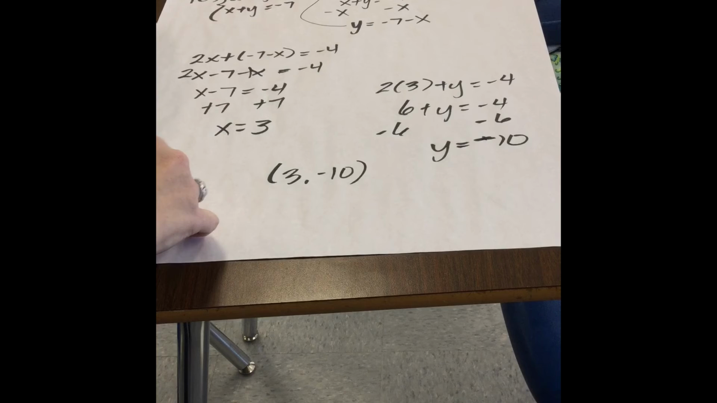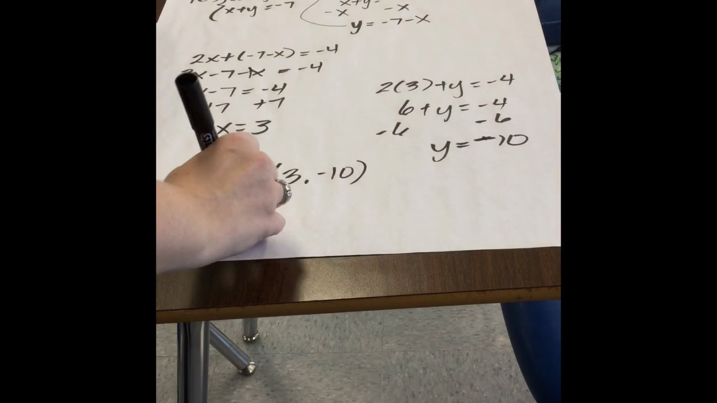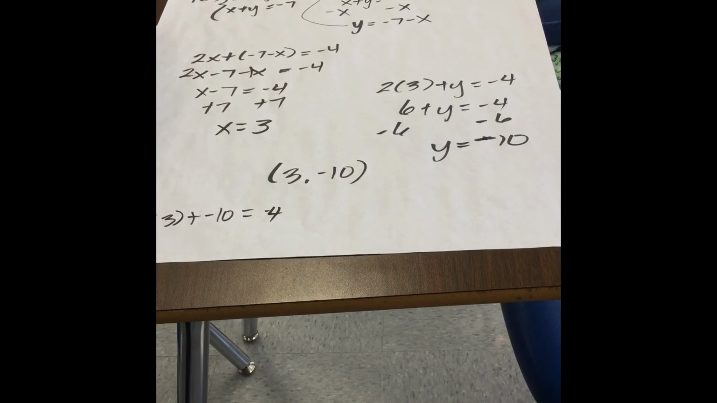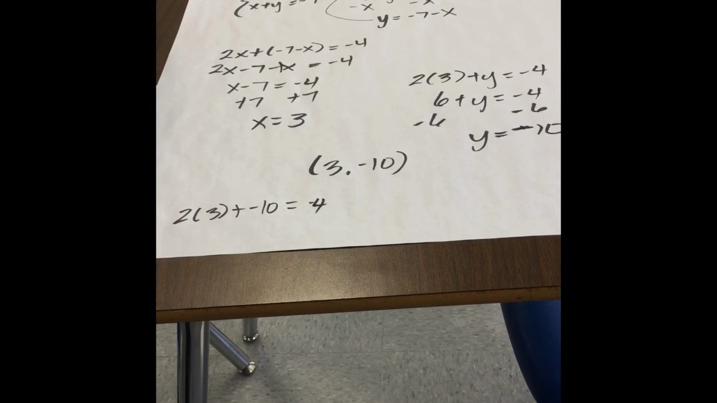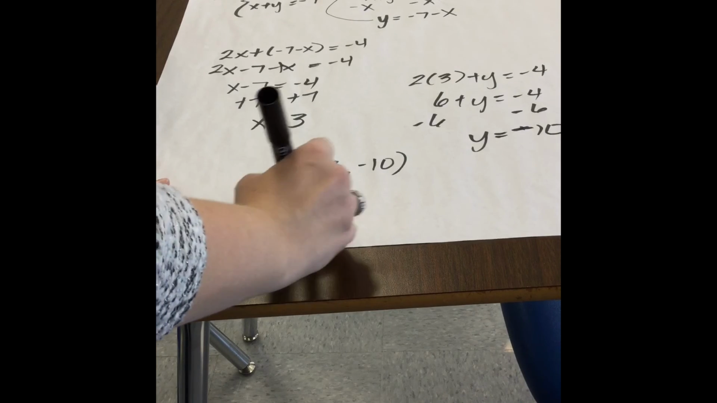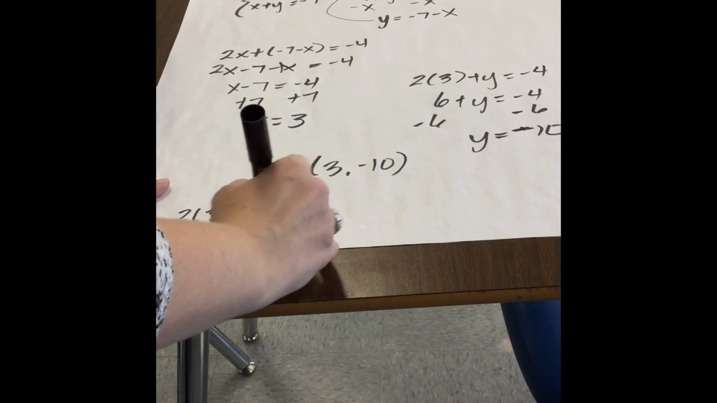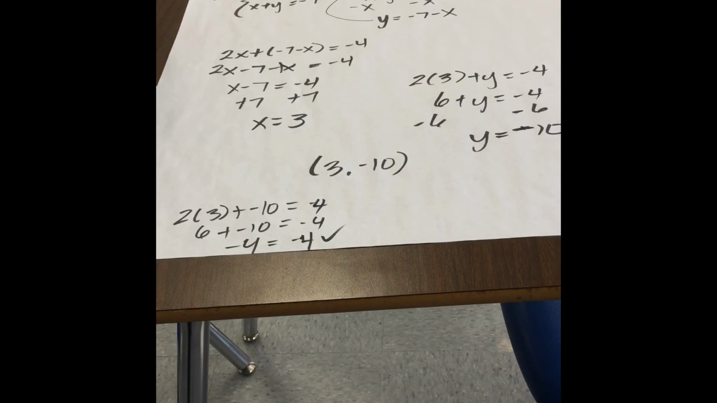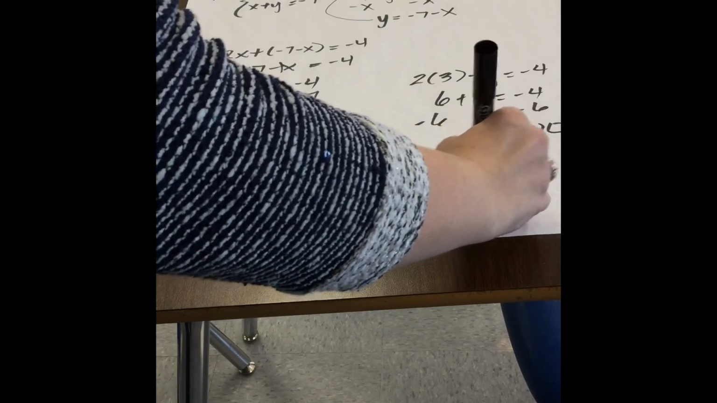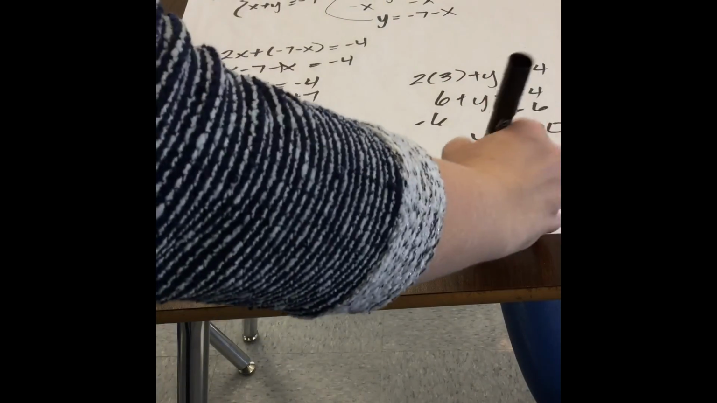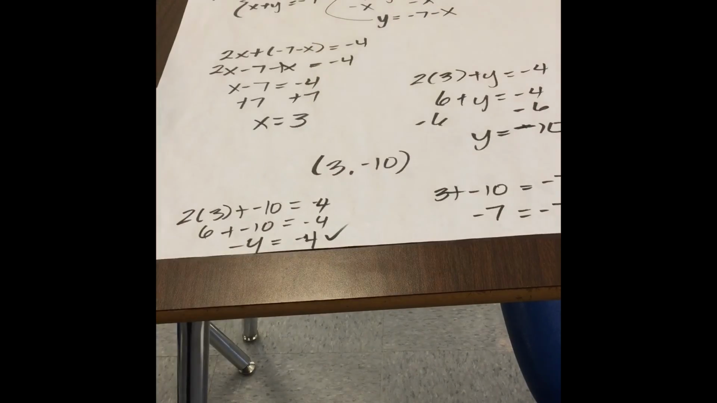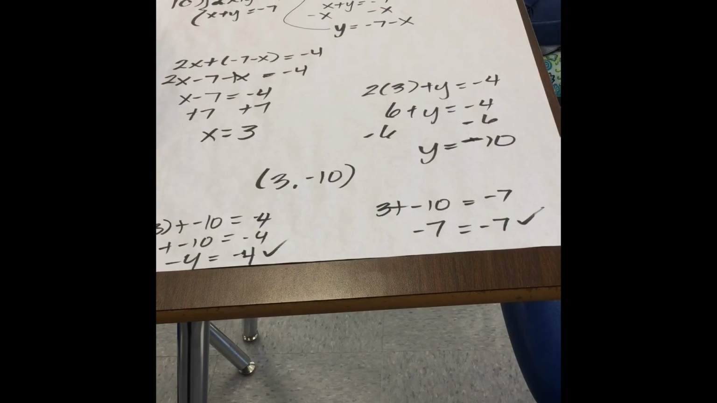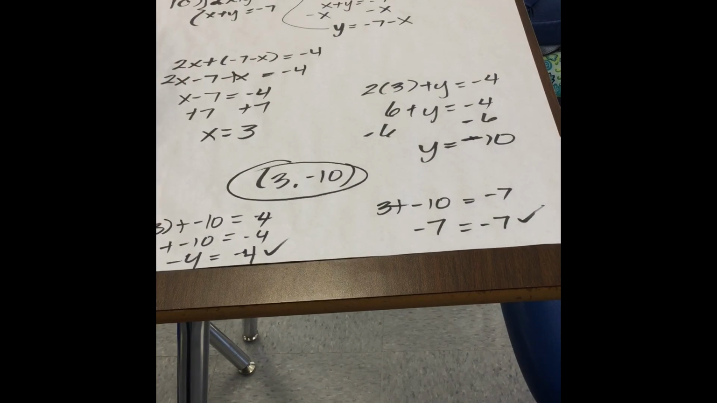So 2x plus y would become 2 times 3 plus negative 10. 2 times 3 is 6. And 6 and negative 10 do make negative 4. So that one checks out. But it also has to be a solution for the other. So x plus y becomes 3 plus negative 10. 3 and negative 10 do make negative 7. So it checks out for that one as well. So now I know that my solution is correct, and I'm done.